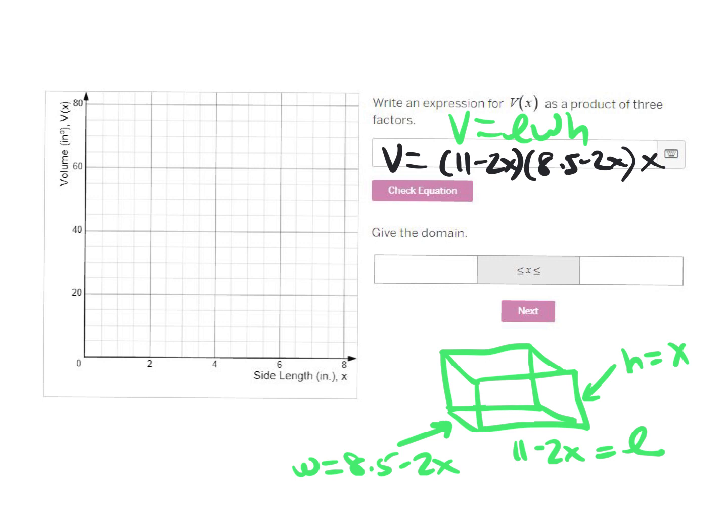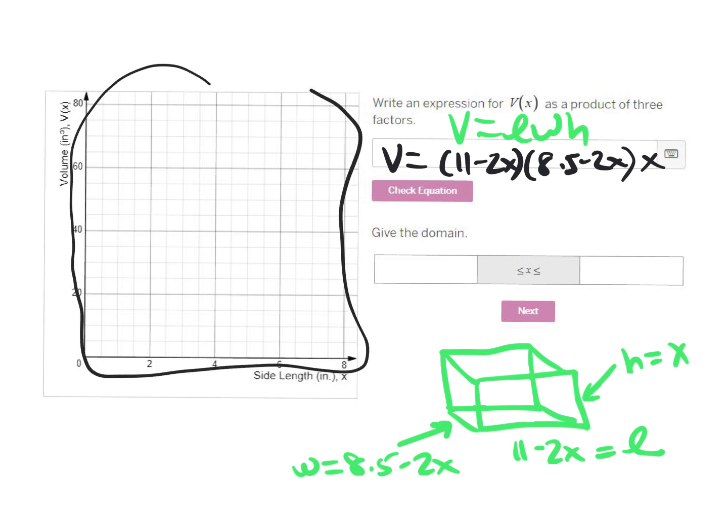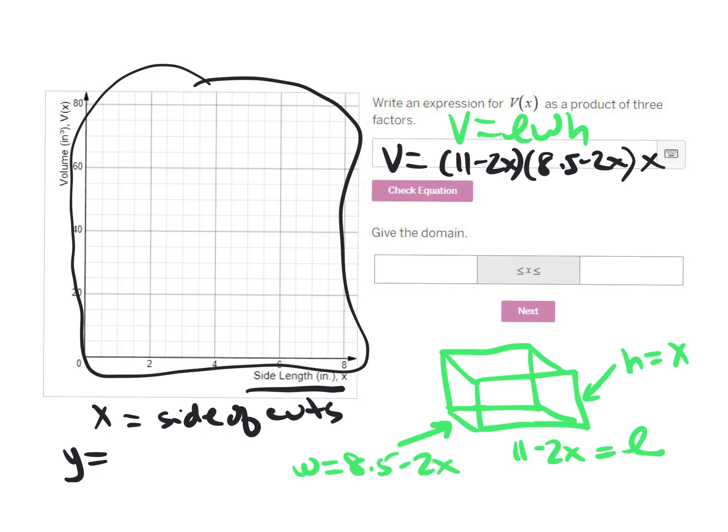So in this graph right here, I want you to sketch on the x-axis the side length of the squares. So that will be like the 0.5, the 1, the 1.5, etc. And on the y-axis, you're going to sketch the volume. I want you to actually plot those points in your book for that problem.